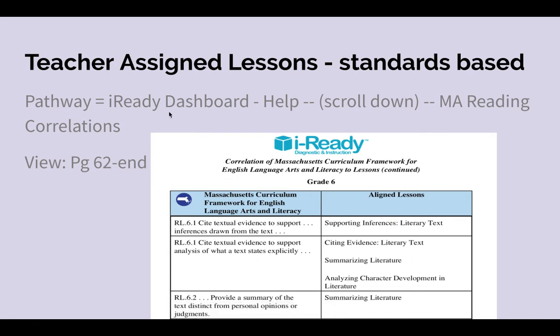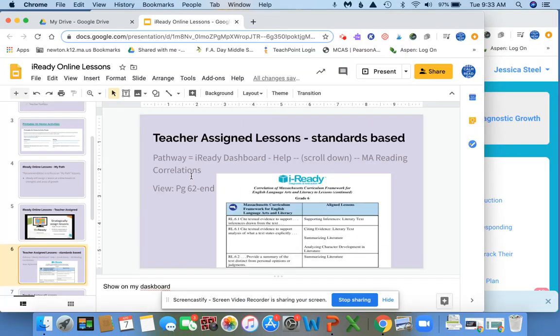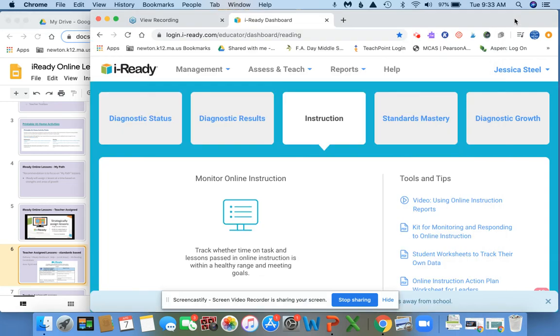So we're going to go to our iReady dashboard in a second, and we're going to go to the Help button and scroll a little bit down. And we're going to be looking for the Massachusetts reading correlations PDF file, and we're going to look specifically for page 62 through the end because the first part of the packet is really designed for younger grades. So I'm going to click out here for a second and go over to my iReady dashboard.